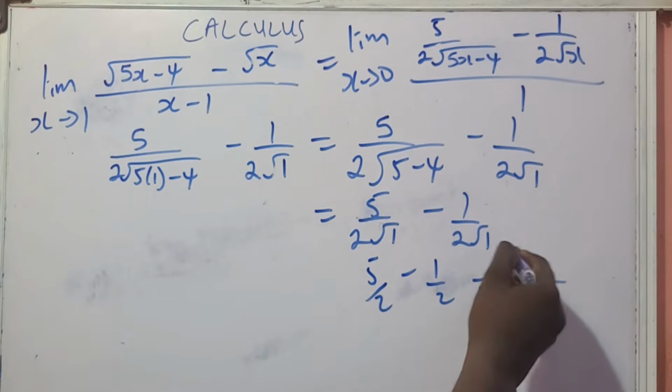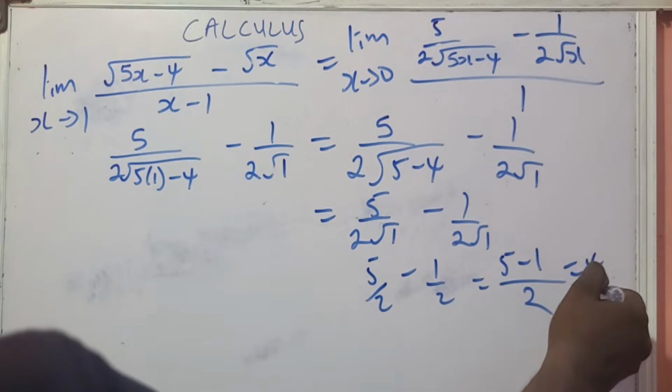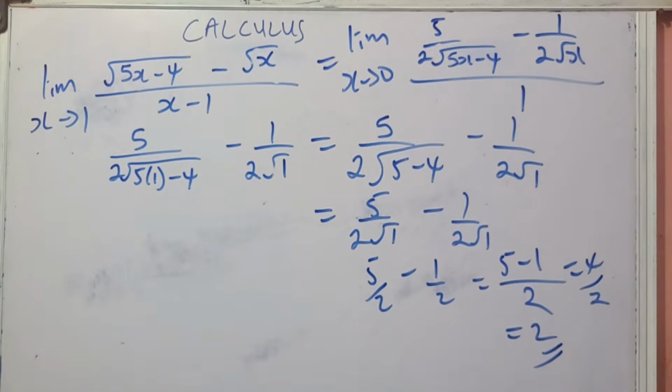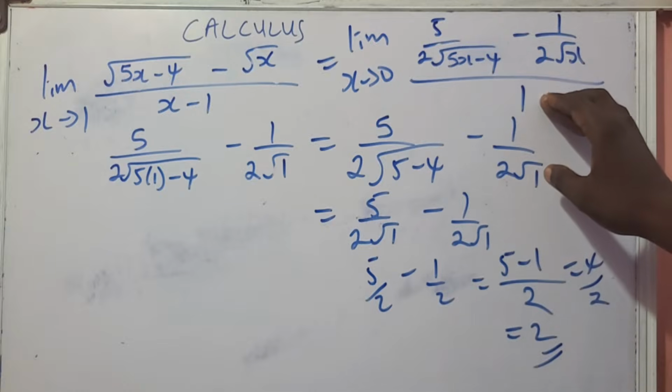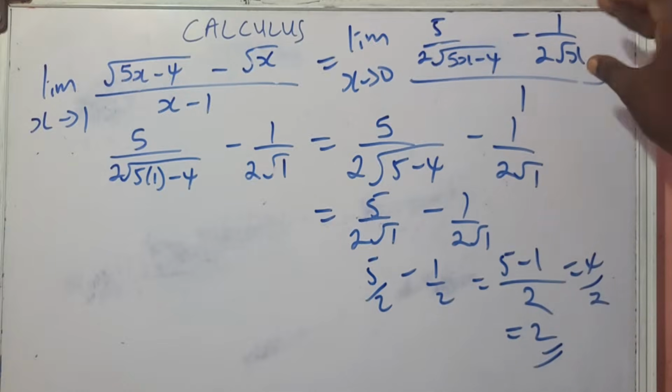And this will be what? 5 minus 1, which is 4 over 2, and this will be 2. So do you see the whole process using L'Hopital rule? Very simple. The major work was in finding the derivative of the numerator. The denominator was quite easy, but the numerator was the tedious work.